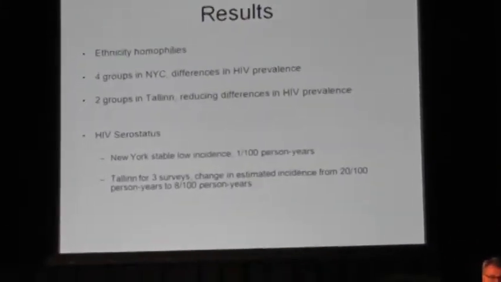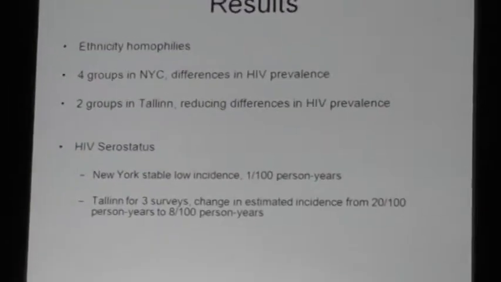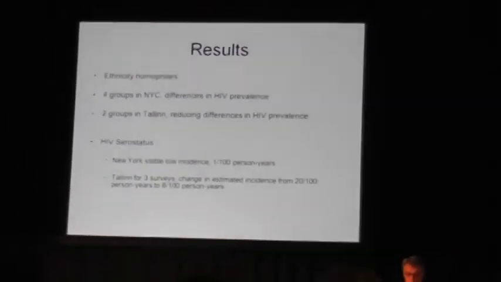We looked at 2 specific types of homophilies. Homophilies for ethnicity. Do different ethnic groups recruit members of the same ethnic group, or do they recruit members of different ethnic groups? In New York, we had 4 ethnic groups: African Americans, whites, Latinos, and other. In Tallinn, there were 2 groups, ethnic Russians and ethnic Estonians. We also looked at homophilies for HIV serostatus, and again, in New York, we had a stable low incidence. In Tallinn, there was high but declining HIV incidence.